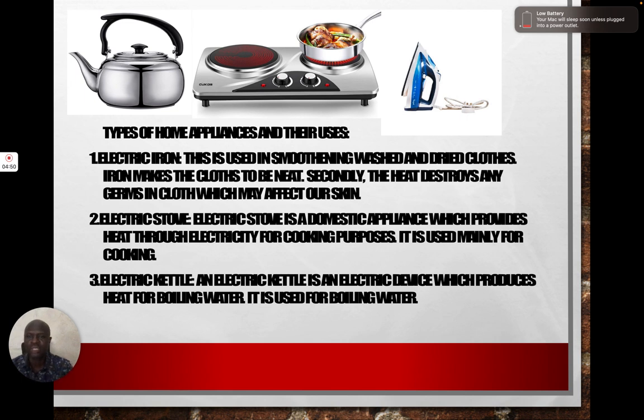Also, electric kettle. An electric kettle is an electric device which produces heat for boiling water. It is used for boiling water. You will agree with me that electric kettle is necessary to help us boil water. Anytime we want to have a warm bath, we can make use of electric kettle to boil our water.